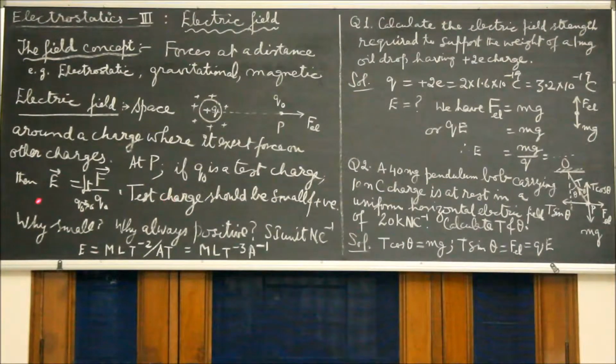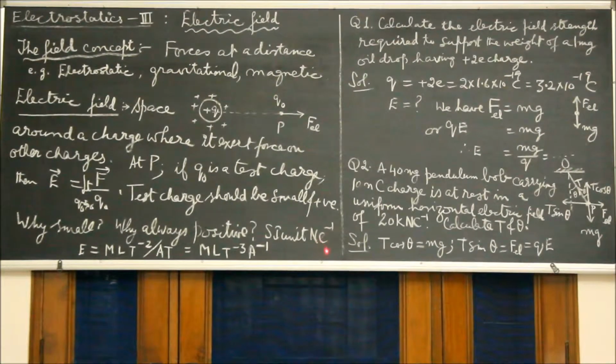Now, electric field intensity is a vector quantity, and the direction of electric field intensity is same as that of the force on the positive charge. Means if source charge is positive, this charge will be repelled because test charge is always positive. So field is directed away from positive charge, and if the source charge happens to be negative, the force will be towards the charge and hence the field will be towards the charge.